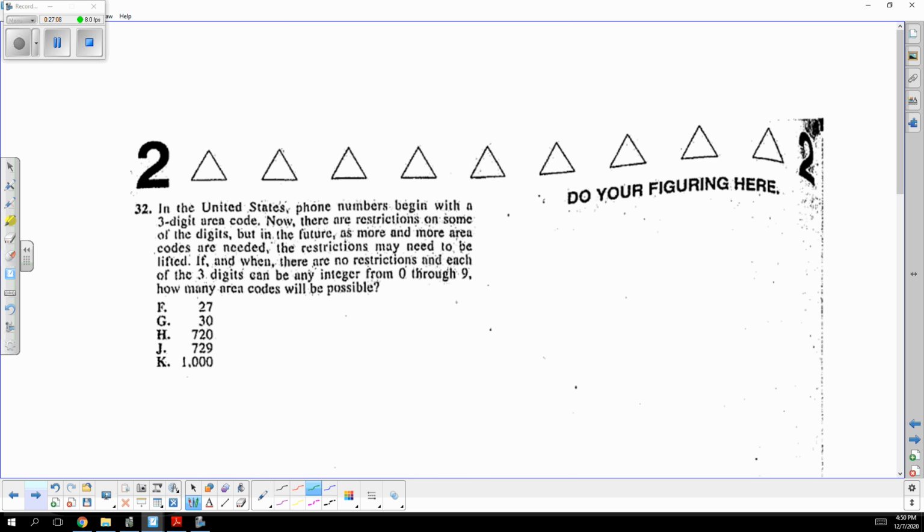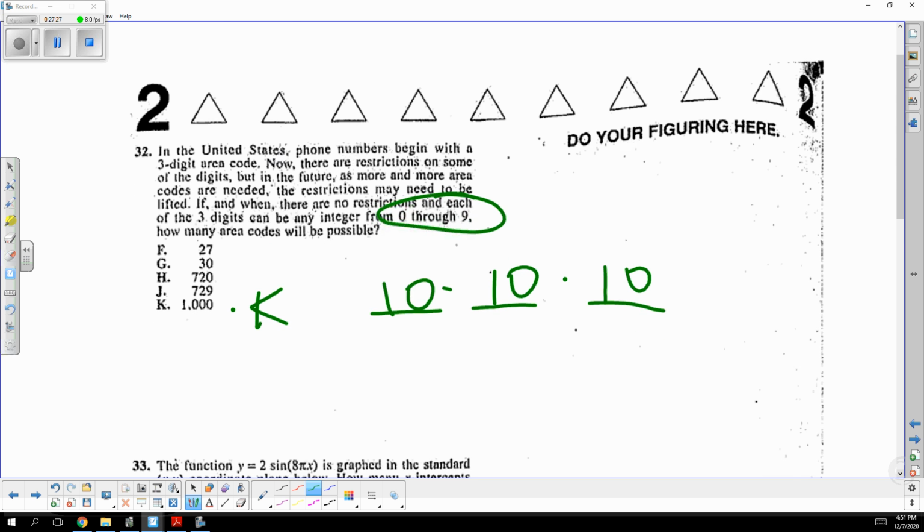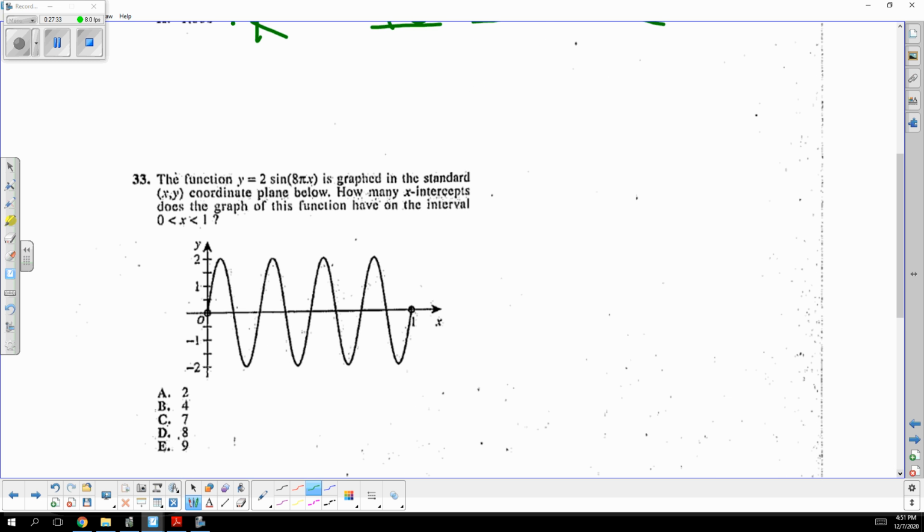In the United States, 3-digit area code, huh? And they're going to let me use all the numbers. So it's 10 times 10 times 10 when I count it. Answer K, 1,000. All right, all this is saying, forget about all the fluff. How many x-intercepts, not counting 0 and 1? 1, 2, 3, 4, 5, 6, 7. And we don't count the ends. The answer is C.